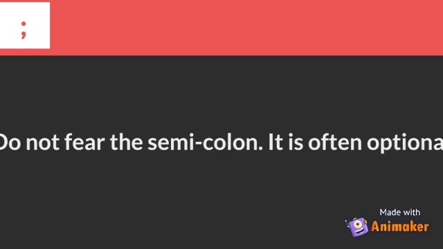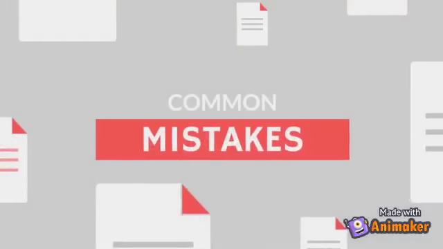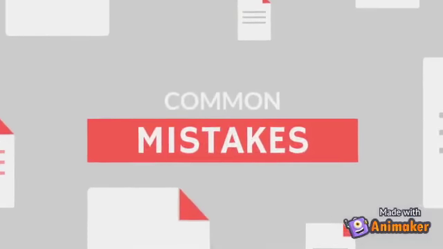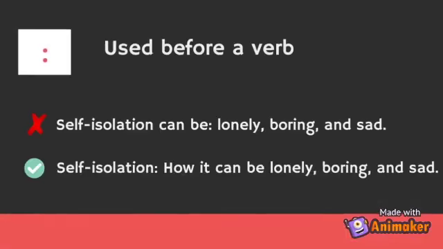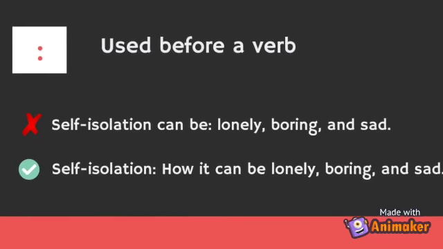Here are some common mistakes to avoid while using the colon and the semicolon. Starting off with examples of common mistakes for the colon. A colon cannot be used before a verb. Here's the wrong use of a colon for an example. Self-isolation: can be lonely, boring, and sad. Here's the right way to use it. Self-isolation: how it can be lonely, boring, and sad. Here you can really see the ta-da effect with the preparation, which being self-isolation, and then the ta-da effect, which is how it can be lonely, boring, and sad.